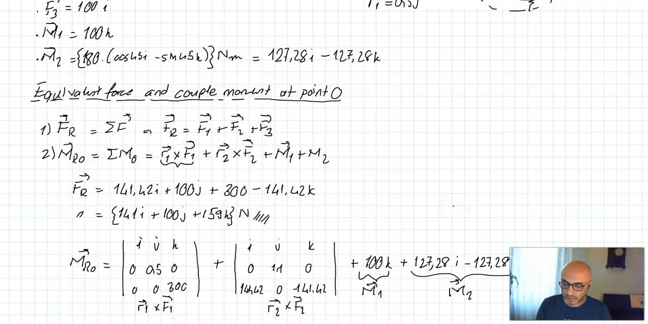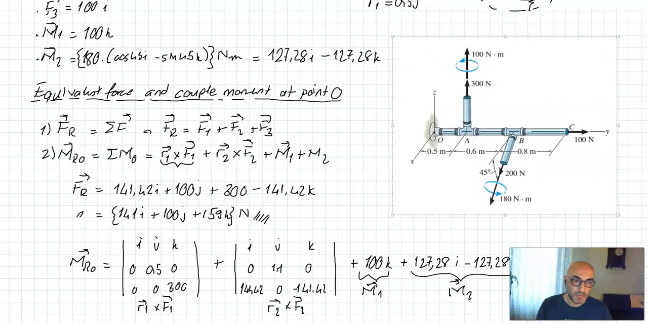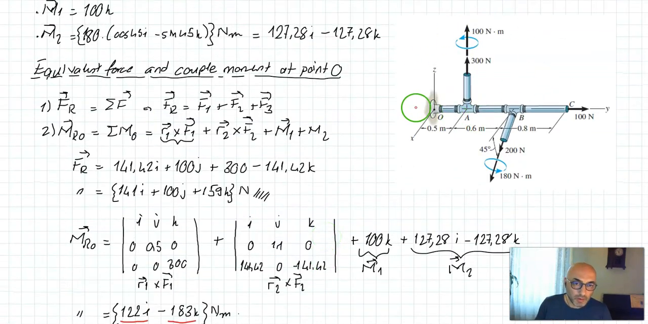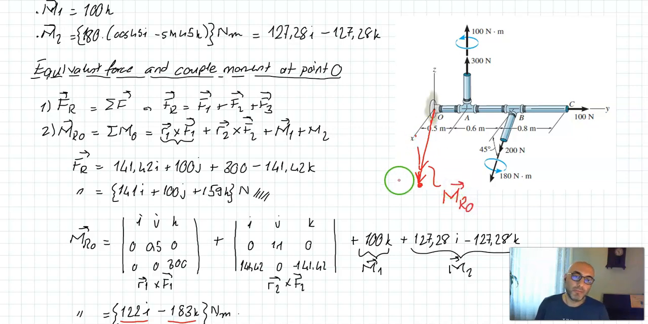Okay, so finally, let me copy and paste this figure here and try to show with a different color pen, like red. So my resultant moment vector is 122 I and minus 183 K. So this vector lies on the XZ plane. So that would be 122 and 183 somewhere here. So somewhere, let's say here, and that would be the MR0 vector.